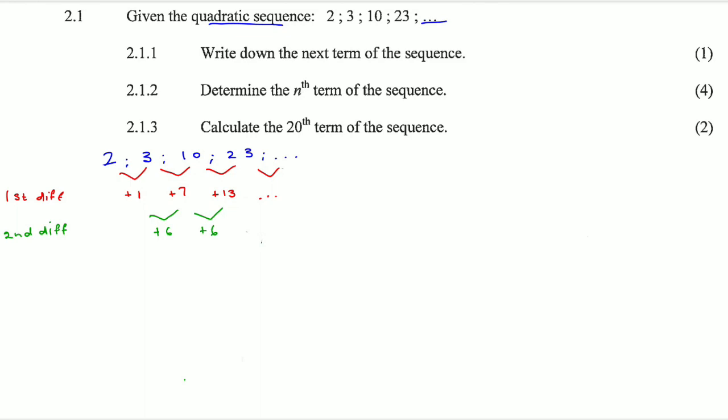We'll add 6 again to get the next term in the first differences. So the next first difference will be 13 plus 6, which will be 19. And now we're ready to find the next term of the sequence. 23 plus 19 will give us 42. So the next term of the sequence is 42.